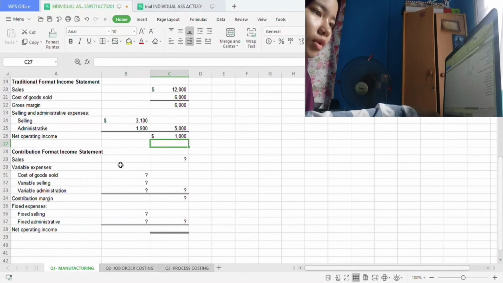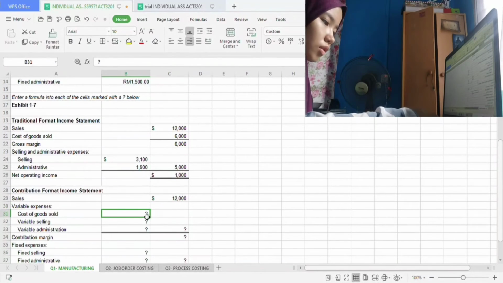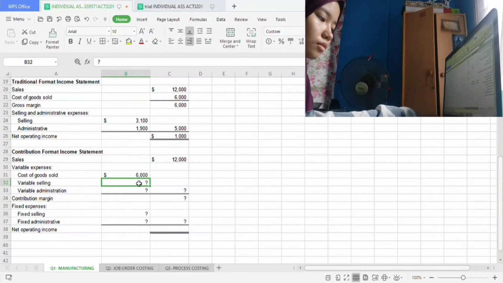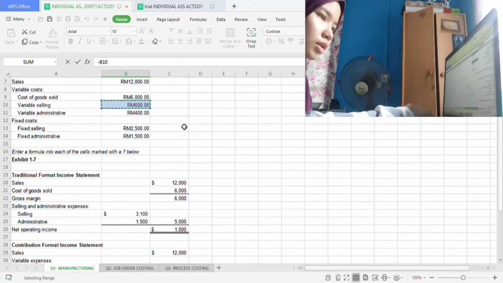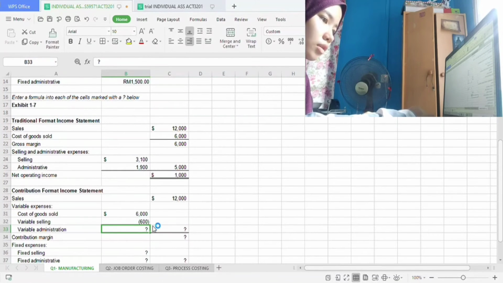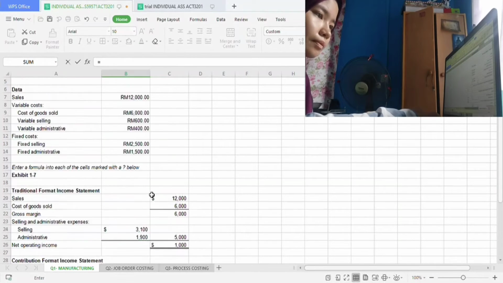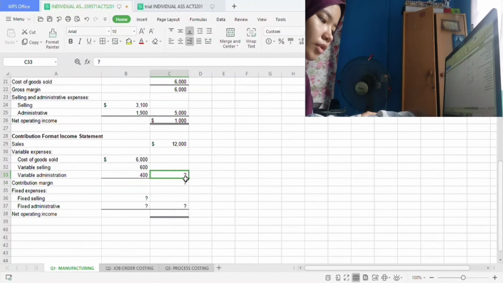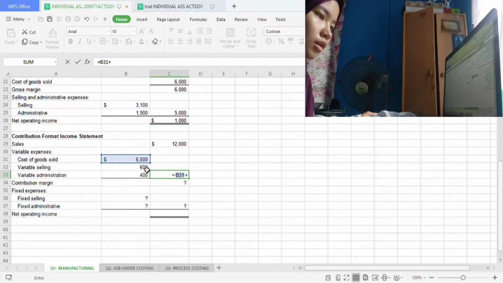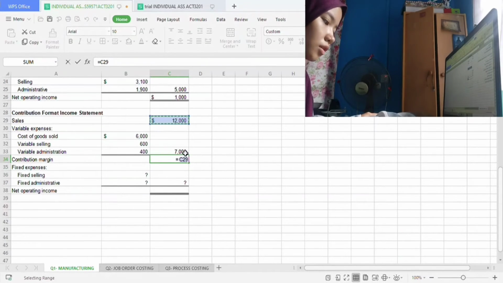So next, the contribution format income statement. Sales 12,000, cost of goods sold, then minus the variable expense. We insert the variable expense and total the variable expense. So we take sales minus variable expense.